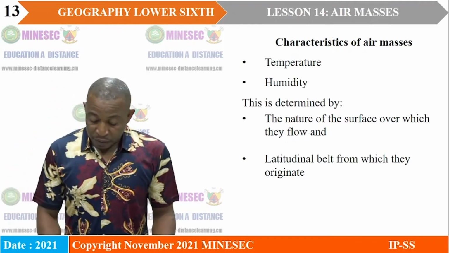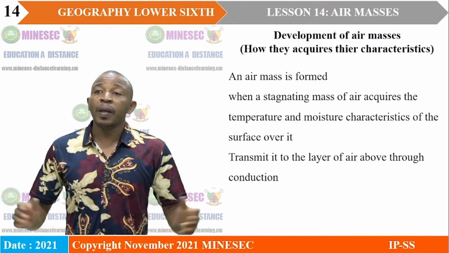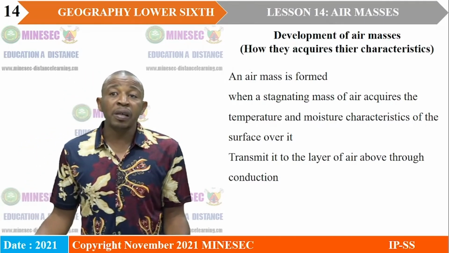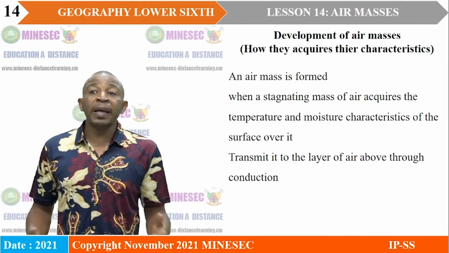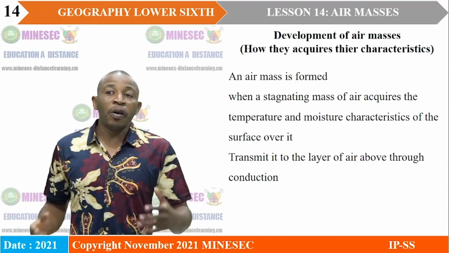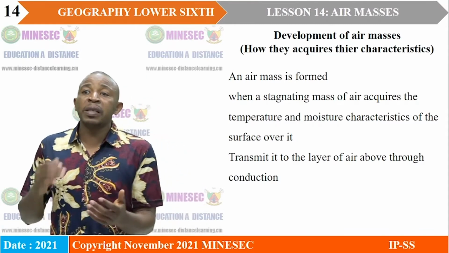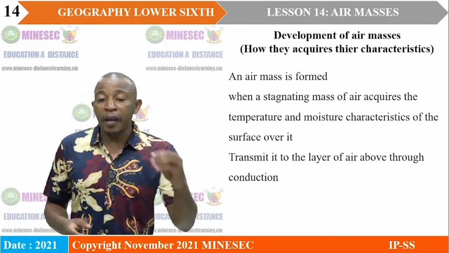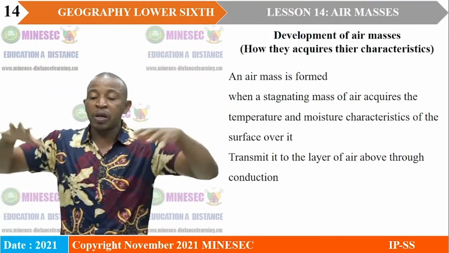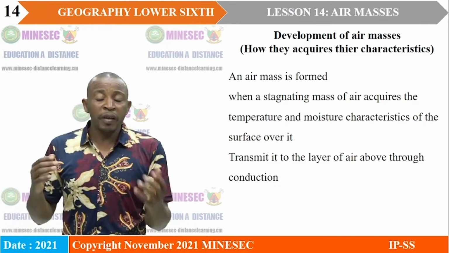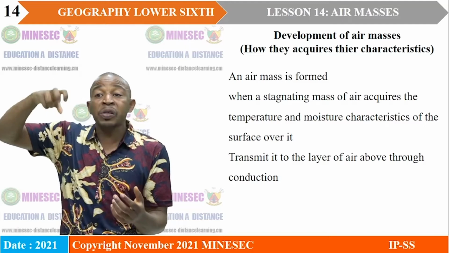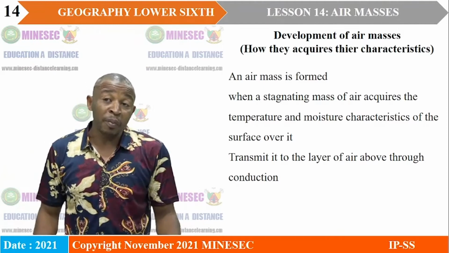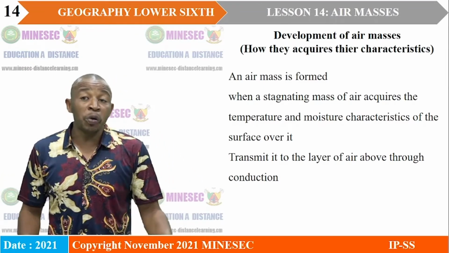So you understand that. The development of an air mass. How do they acquire their characteristics? An air mass is formed when a stagnating mass of air acquires the temperature and moisture characteristics of the surface. Just like we were explaining, if an air mass is stagnated over a surface that is cold, it therefore means it is going to acquire this low temperature. The low temperatures found just below the air mass are going to affect the air mass, thereby causing the air mass to become cold also.